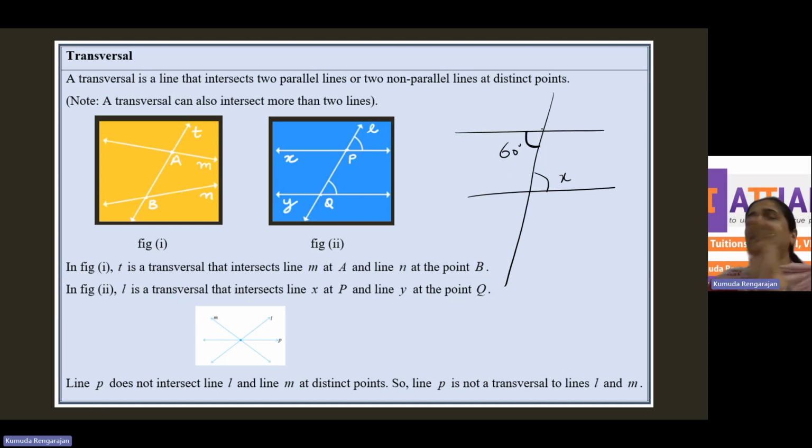Now what are alternate interior angles? Alternate interior angles are interior angles. They lie on either side of the transversal and they have different vertices. So see here, this angle and this angle. Are they interior angles first? Yes.